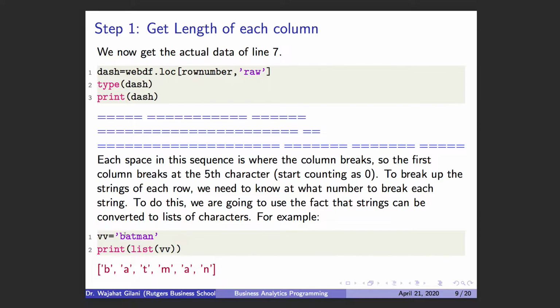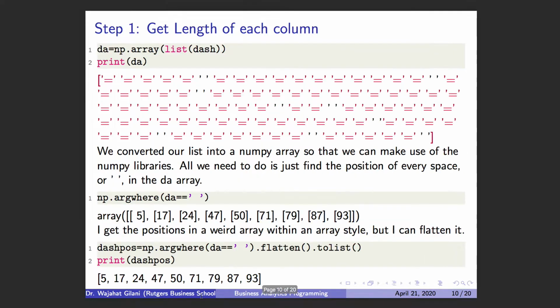Here's an example. Take the word Batman, right? If I pass Batman into a list function, look what happens. The word Batman has now become a list where each one of the letters is a separate value. That's what the list function can do. The list function can take a string and convert it into a list of characters. So here we have a list of characters from Batman. We're going to do the same thing with dash.